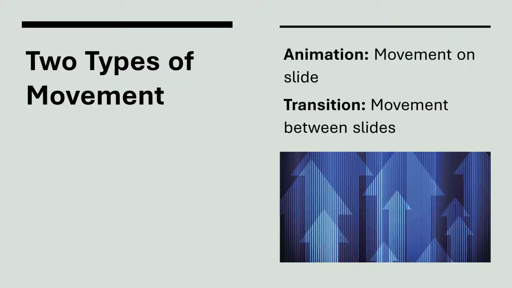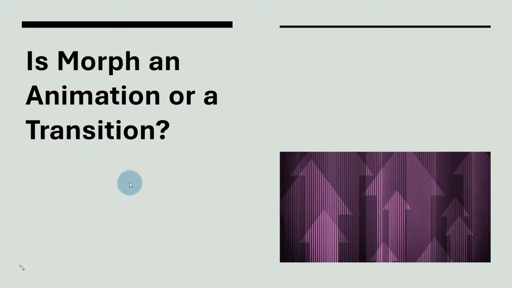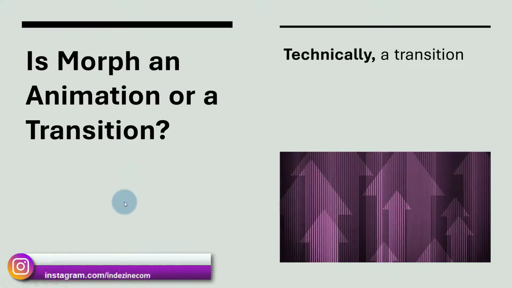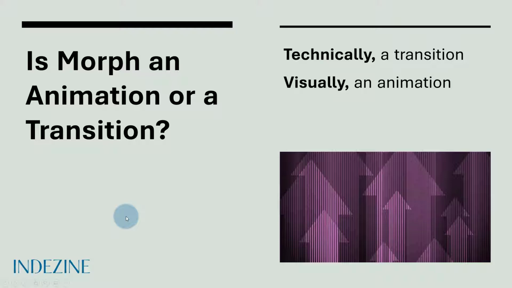So we're going to talk about Morph today. And so what is Morph? Is it an animation or is it a transition? Morph is essentially a PowerPoint transition, but really speaking, it's a transition in name only, because rather than seeing one slide changing into another, the viewer only sees slide objects change from one state to another. So technically Morph is a transition, but visually it is more of an animation.